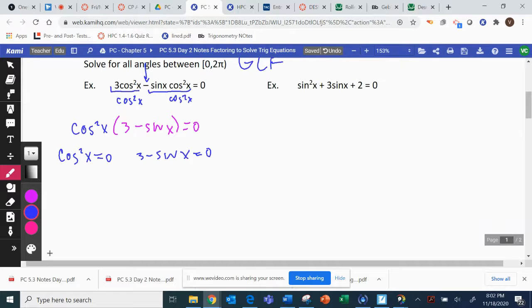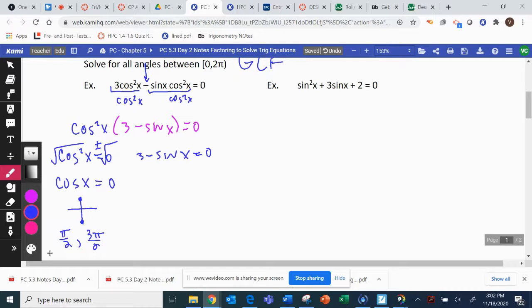So cosine squared x equals 0. I'm going to square root both sides. If I square root, I have to do plus minus. But plus minus 0 is the exact same thing as just 0. So we don't have to worry about the plus minus for this one. Where is cosine 0? That would be at pi over 2 and at 3 pi over 2.